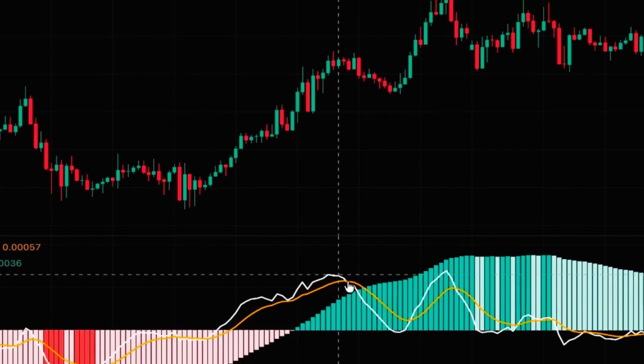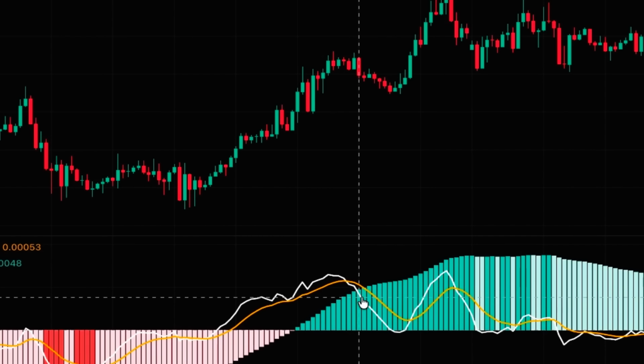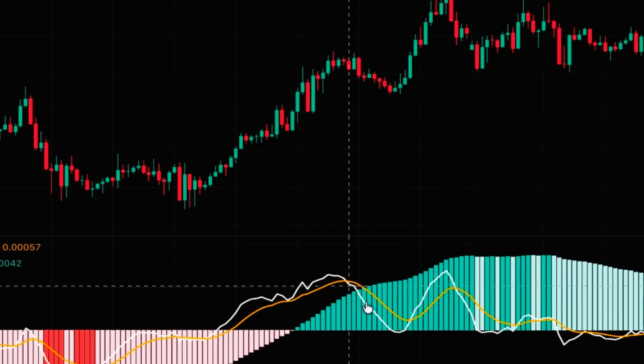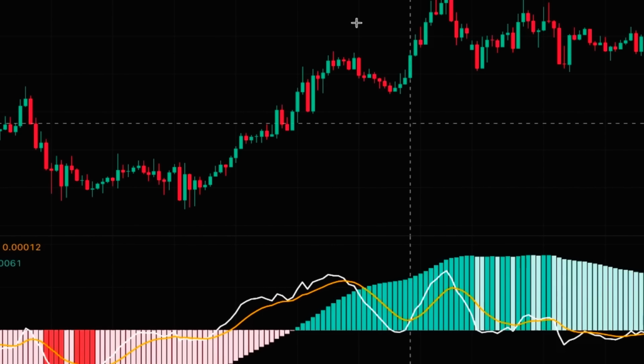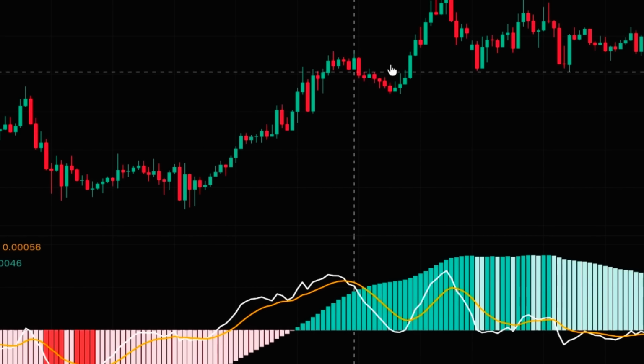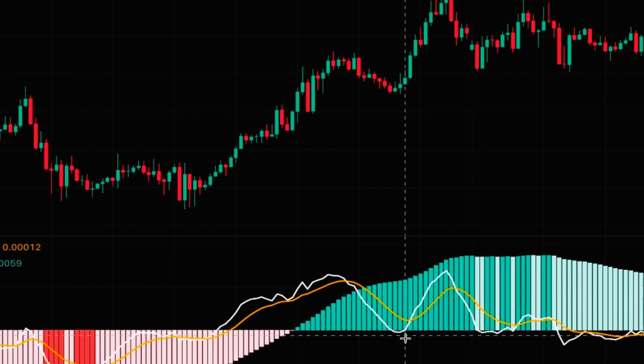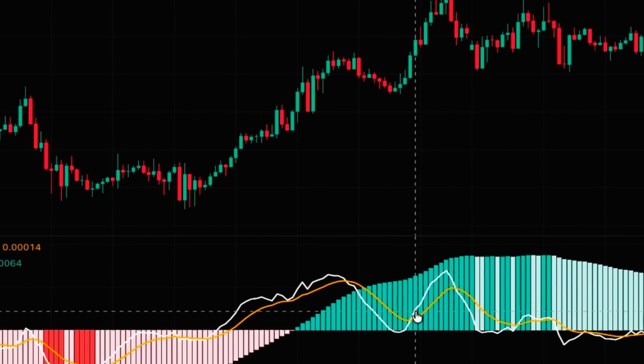We use the MACD line and signal line to identify pullbacks and end of the pullbacks. In this situation, we wait for the white line to go below the orange line. This shows that probably a pullback is forming on the chart. In the next step, we wait for the white line to close back above the orange line.